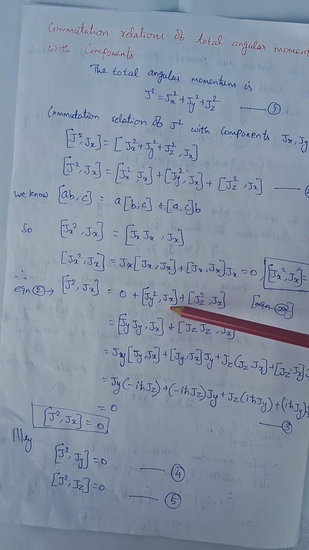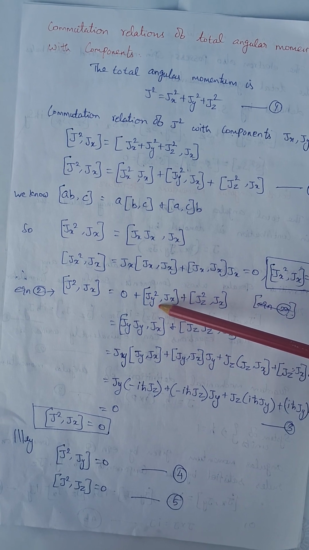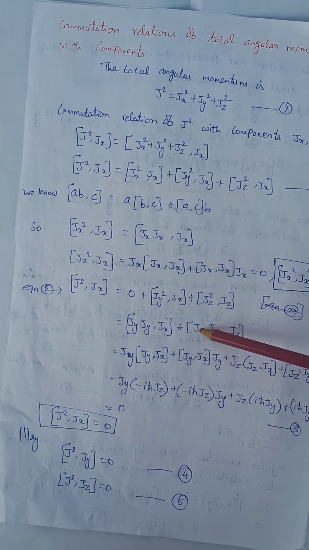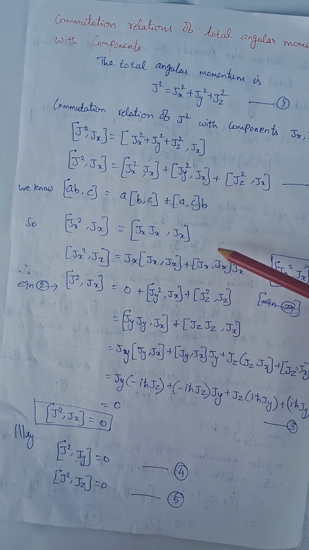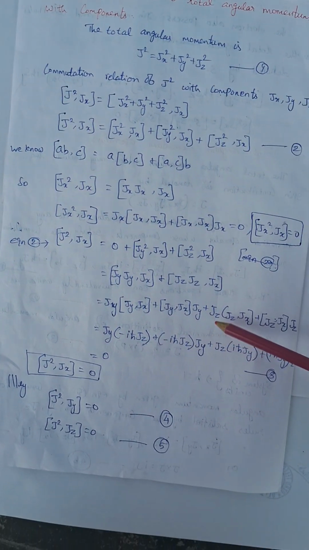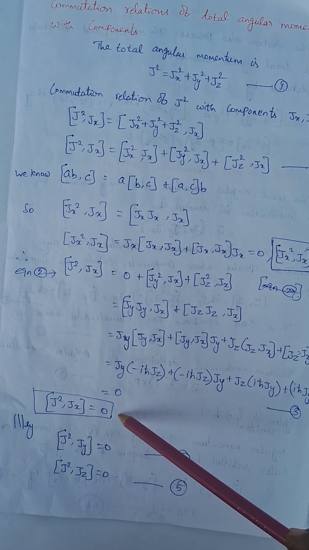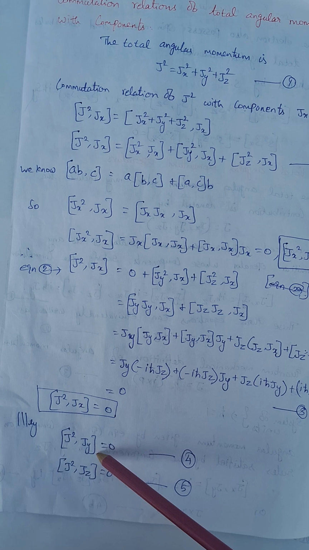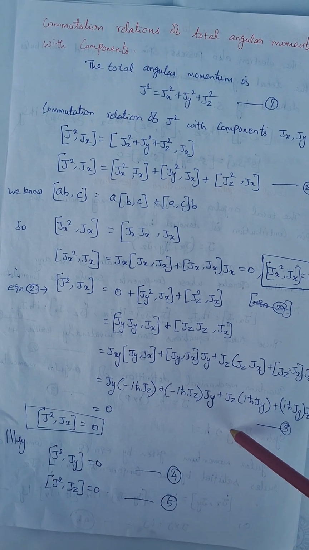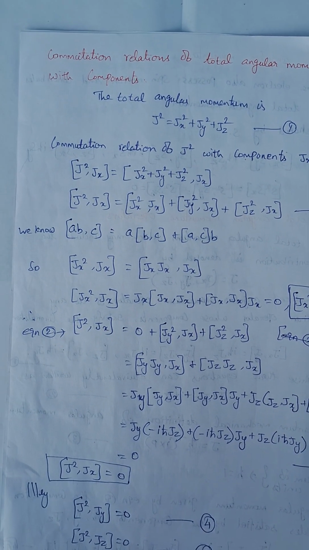Then [Jy squared, Jx] plus [Jz squared, Jx]. Again, Jy squared can be written as Jy times Jy, and Jz squared as Jz times Jz. Again this is of the form [AB, C], so apply this equation for both the terms. Then finally we get the value 0. So finally [J squared, Jx] equals 0. Similarly [J squared, Jy] equals 0, and [J squared, Jz] equals 0. So these are the commutation relations for the different angular momentum components with the total angular momentum.